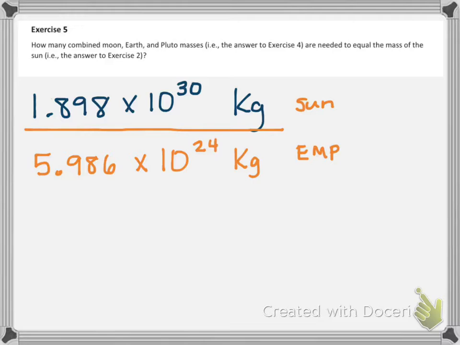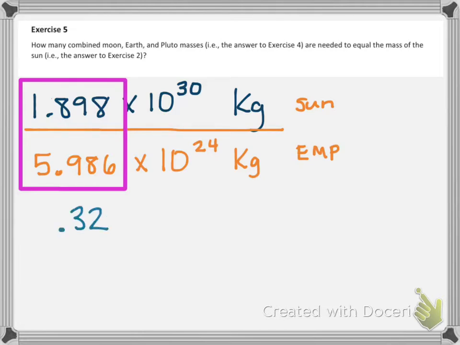And so I'm going to do some division here. So we're going to take this 1.898 divided by 5.986. And when we do that, that gives us approximately 0.32. So we're going to go with 0.32. And then since I'm dividing exponents with the same base, I can subtract the exponents. So this is times 10 to the 6th power.